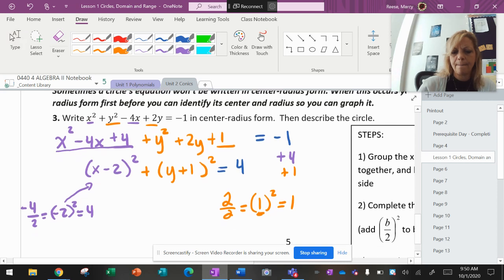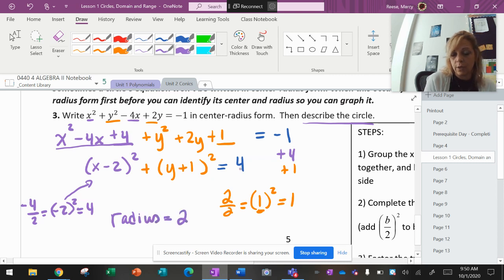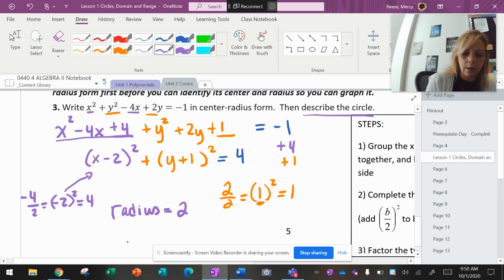Make sense? Then what I want you to do is, remember it says describe the circle. So you're going to say the radius is 2 because it's the square root of 4. And the center, I can't undo this.